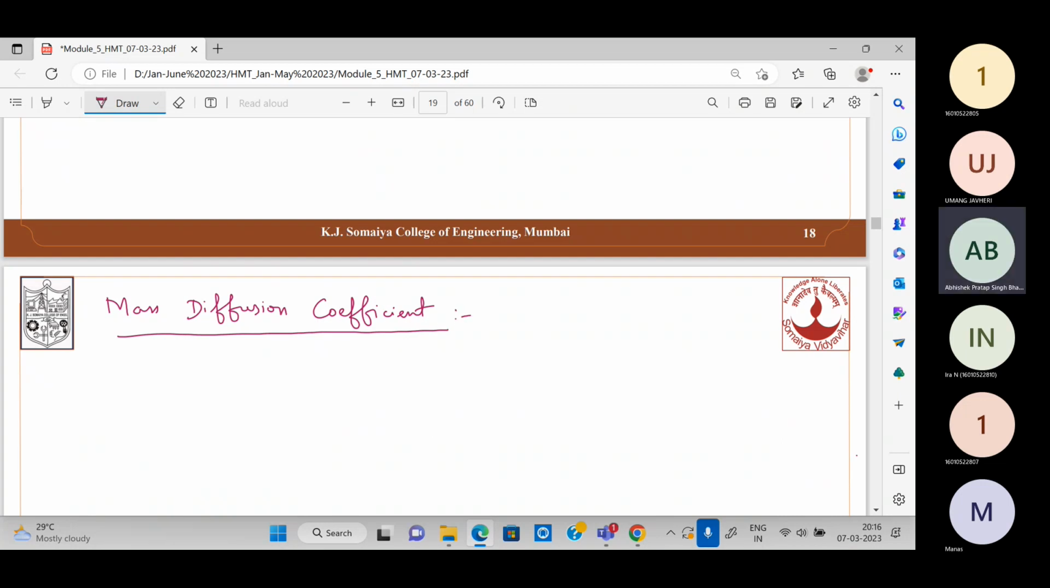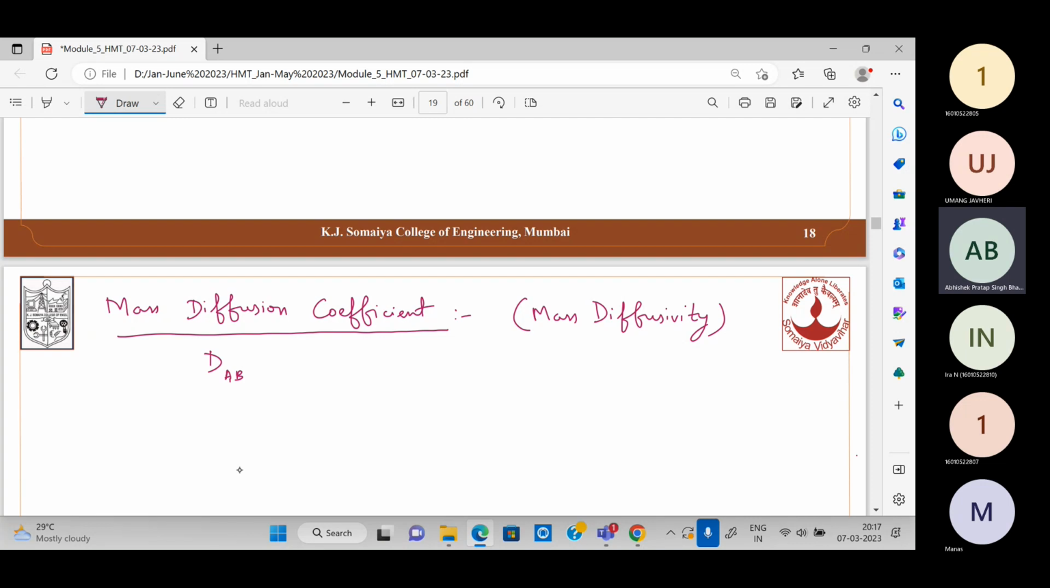So this mass diffusion coefficient is nothing but the constant of proportionality, denoted by the symbol DAB in Fick's law. It is also known as the mass diffusion coefficient, or the mass diffusivity, generally denoted by DAB in Fick's law.